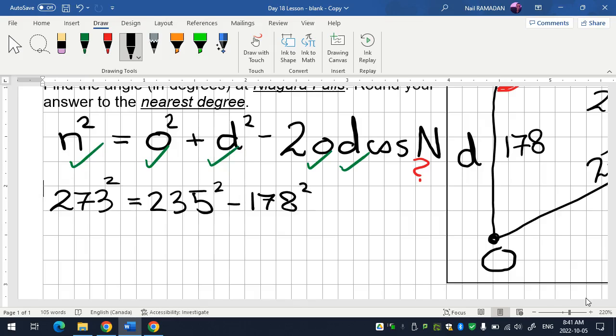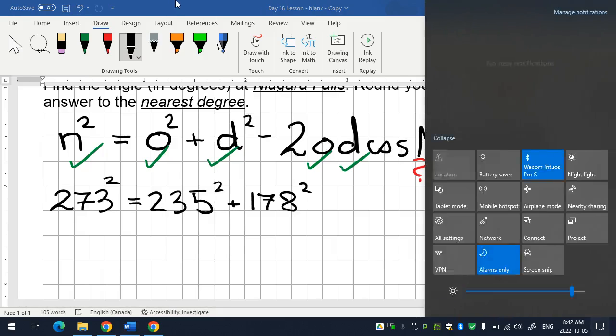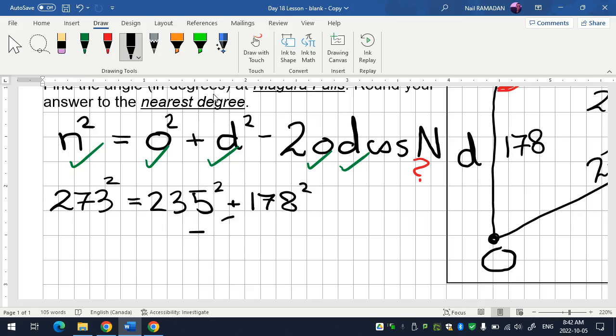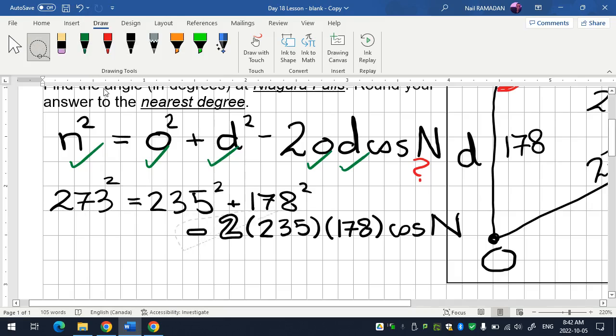Did I make a mistake? Yes. This should be what? Thank you. Minus. Okay, everyone, I don't have enough space here, so I'm going to go to the next line like this. Look, like this. I apologize for that. Okay, not too bad.